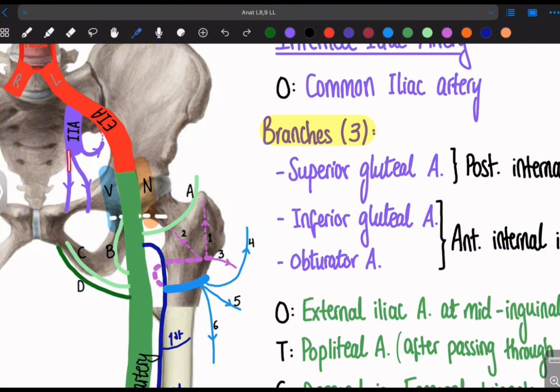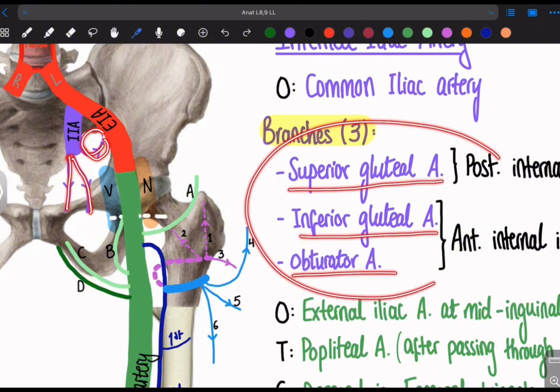Okay, so the inferior gluteal artery is gonna come from where? It's gonna come from the anterior internal iliac artery. Okay, so this is the first branch from the anterior internal iliac artery. The second branch is gonna be known as obturator artery. So anterior internal iliac artery gives us 2 branches, which are the inferior gluteal and obturator artery. As for the posterior internal iliac artery, it is going to give us only 1 branch, which is the superior gluteal artery.